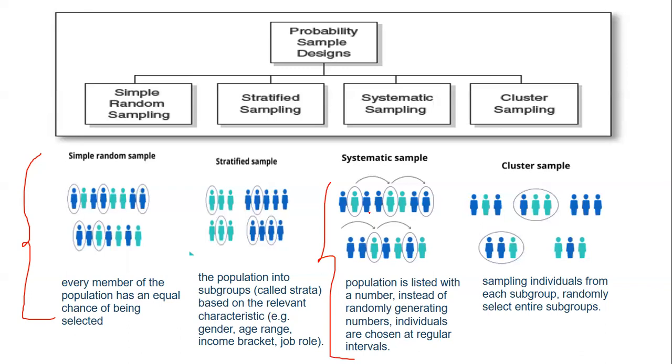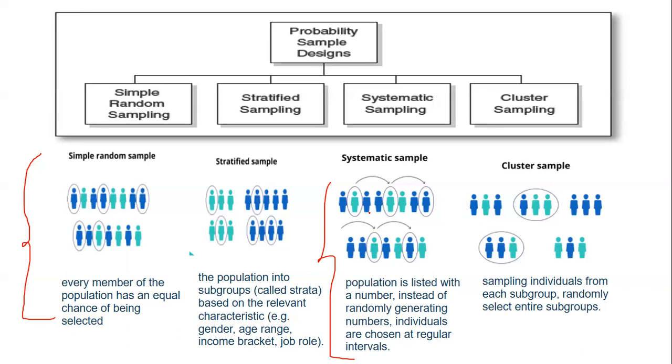So simple random sample, stratified sampling, systematic sampling, or cluster sampling. I hope everyone is clear. Simple, that is in a simple way, a random sample is created. Stratified, that is based on the strata. Systematic sampling, where, based on various systems, the samples are selected. Cluster sampling, which is based on various subgroups.